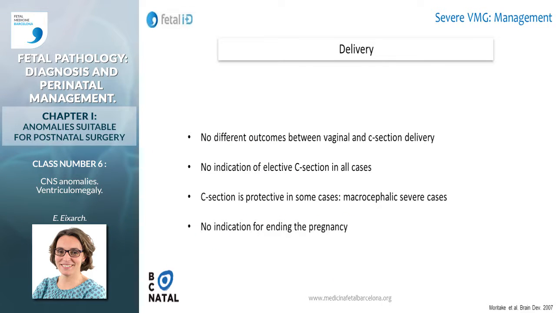Regarding the delivery, when comparing C-section with vaginal delivery, there were no differences. There is no indication of elective C-section in all cases, and the C-section will be protective in cases of macrocephalic fetuses, with a head circumference of more than 2 standard deviations, and there are no indications of ending the pregnancy earlier. But we have to keep in mind that every case has its particularities, and it should always be discussed in a committee.